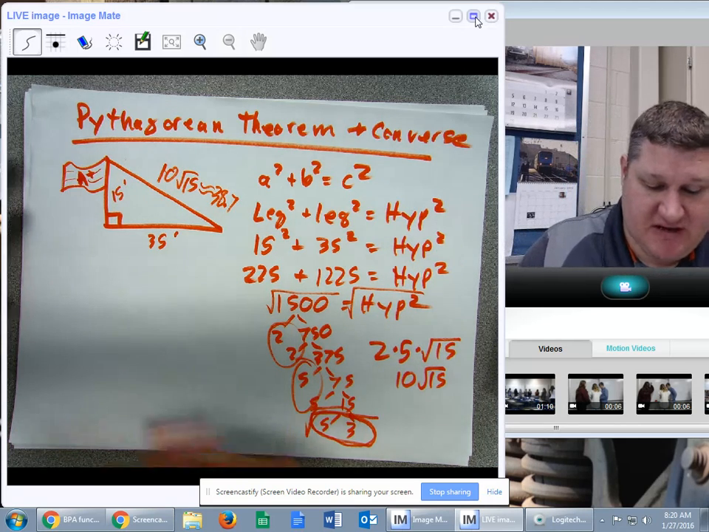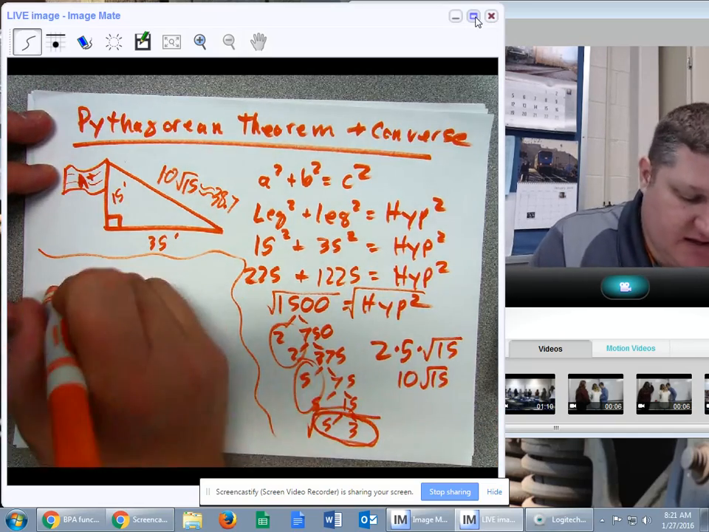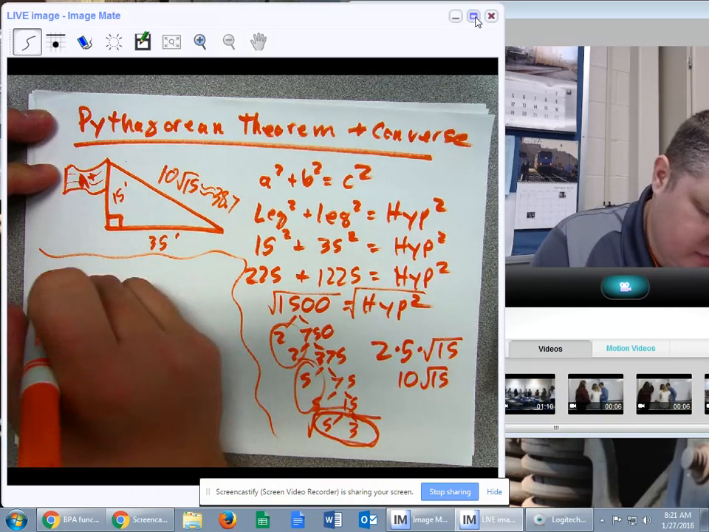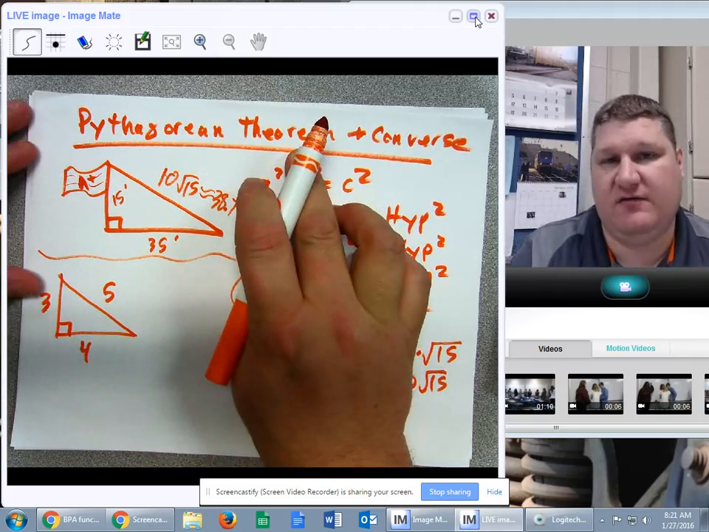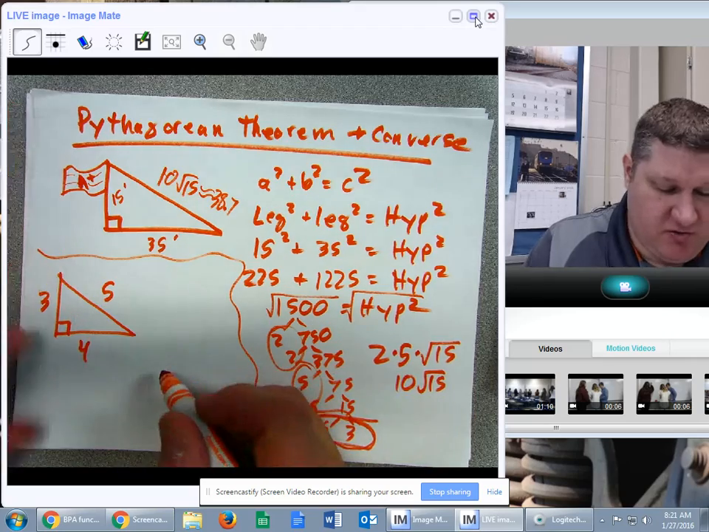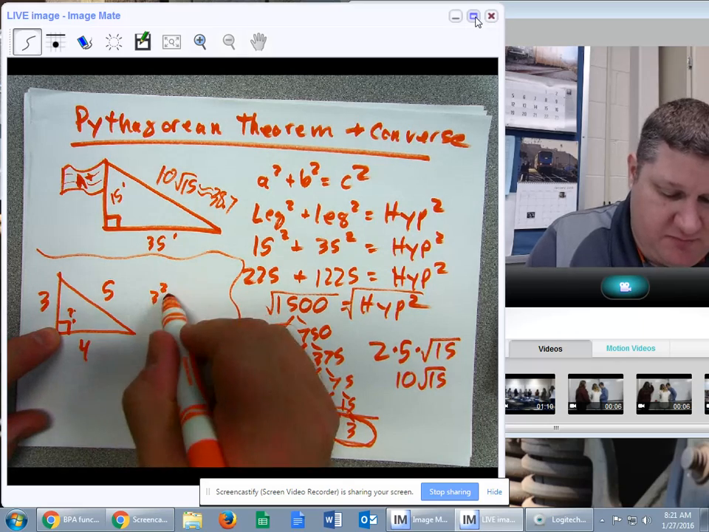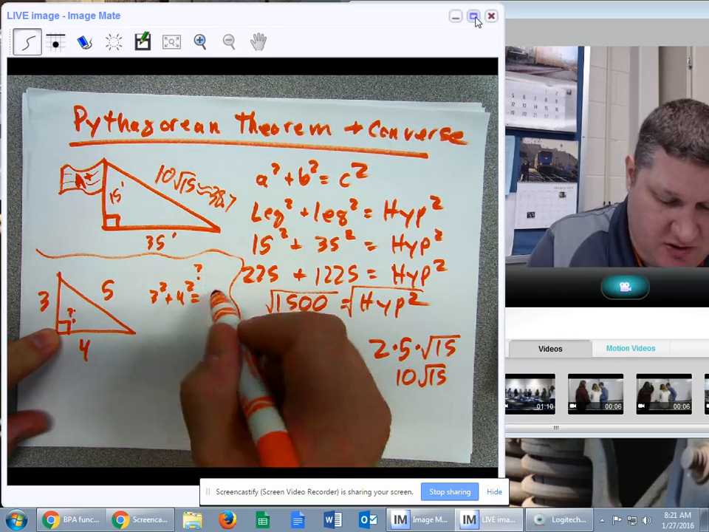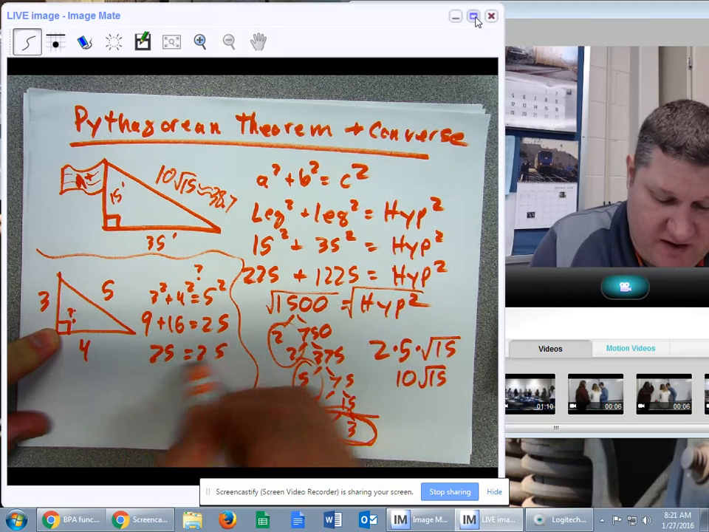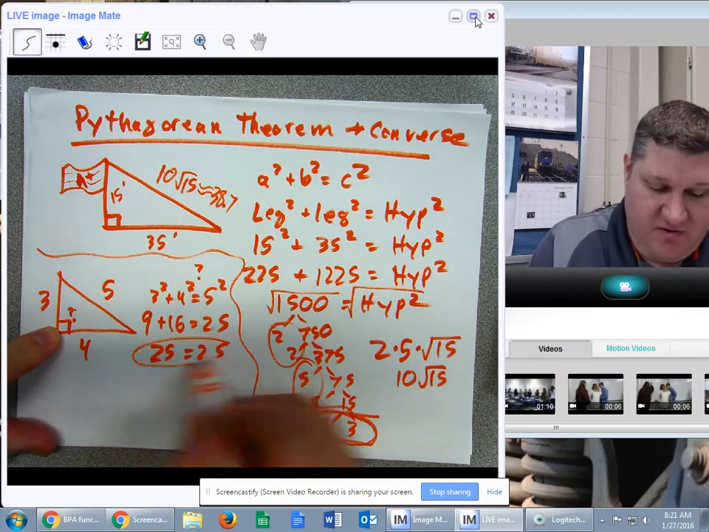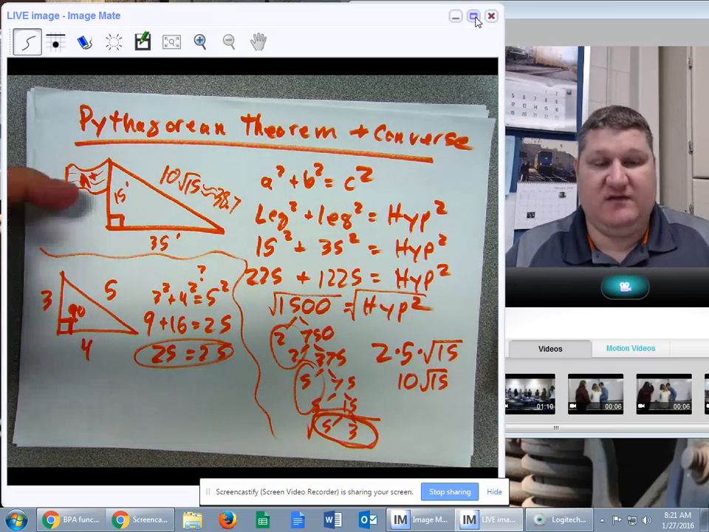The other thing that we can do is the Pythagorean theorem converse. The Pythagorean theorem converse says this. Given a triangle with 3 sides, 3, 4, and 5, provided it has a right angle, because the Pythagorean theorem and its converse only work if you have a right angle. The question is, is it really a right angle? I don't know. Let's find out. 3 squared plus 4 squared, does it equal 5 squared? So I get 9 plus 16 equals 25. 25 equals 25. Yes, indeed. Those two are equal, so this is definitively 90 degrees.